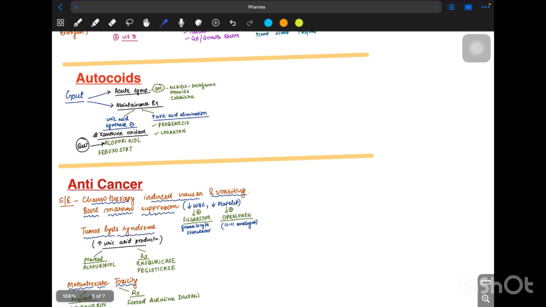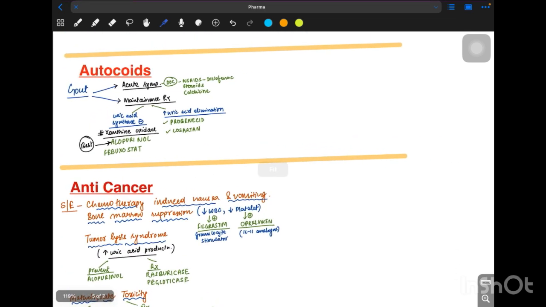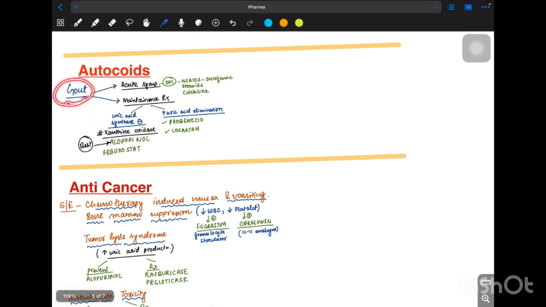Now coming to autacoids. The most important topic here is gout. If a patient has acute symptoms, the drug of choice should be NSAIDs. We do not prefer aspirin in this case. We will prefer diclofenac as an NSAID, and we can give steroids or we can give colchicine.